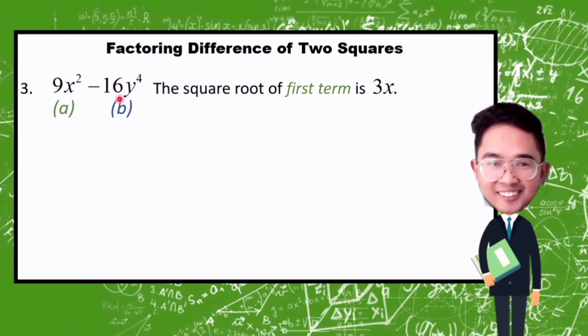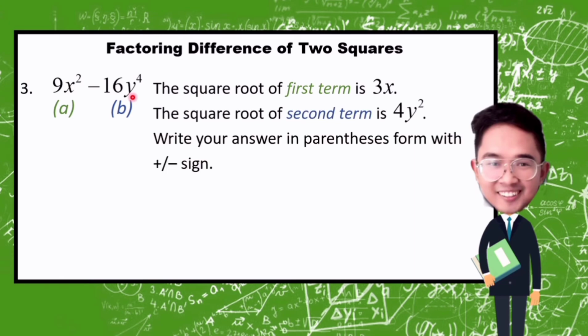Okay, let's see if your answer is correct. The square root of 16 is 4. And the square root of y raised to 4 is y squared. Gotcha! The square root of the second term is 4y squared. Again, do not forget to write your answer in parenthesis form with the positive and negative sign.